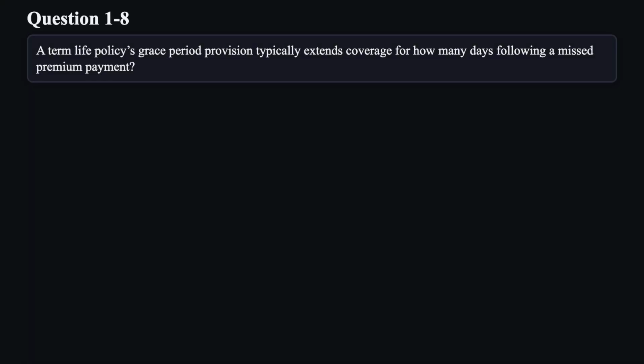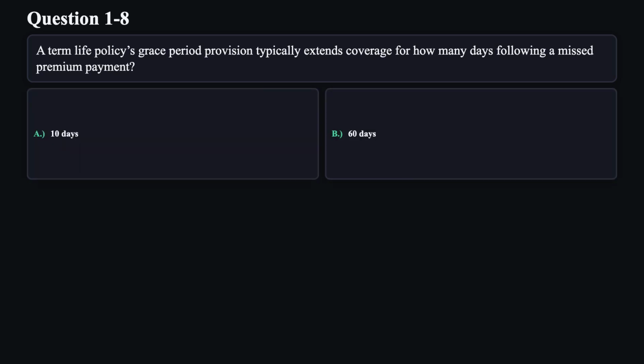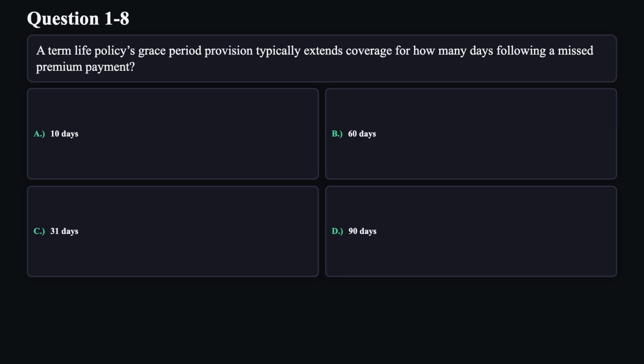Question 8. A term life policy's grace period provision typically extends coverage for how many days following a missed premium payment? A. 10 days. B. 60 days. C. 31 days. D. 90 days.